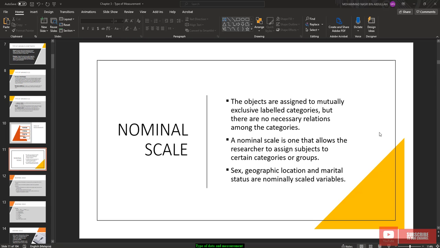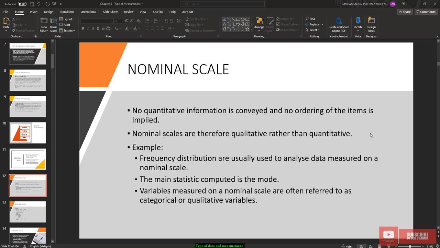For example, for gender, we have male and female. We cannot rank male as first and female as second, or female first and male second. We cannot determine which one is first. So this is a nominal scale. So it's a categorical variable. No quantitative information is conveyed, and no ordering of the items is implied. So nominal scales are therefore qualitative rather than quantitative.